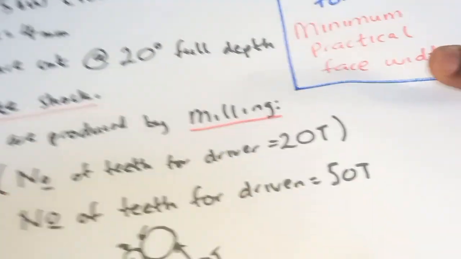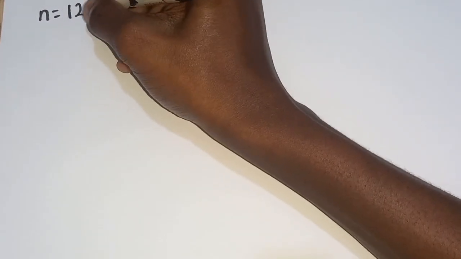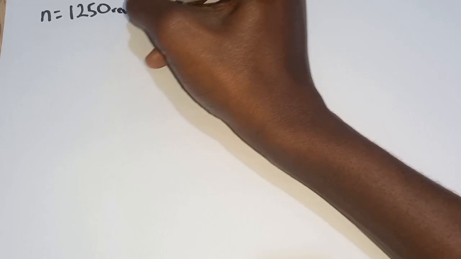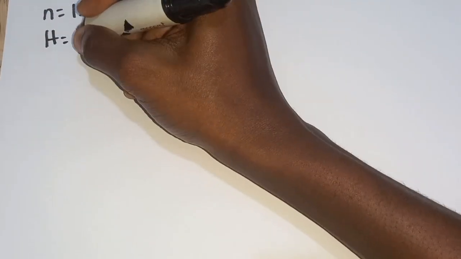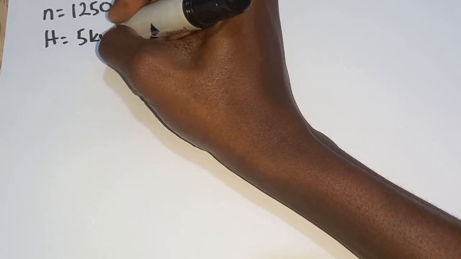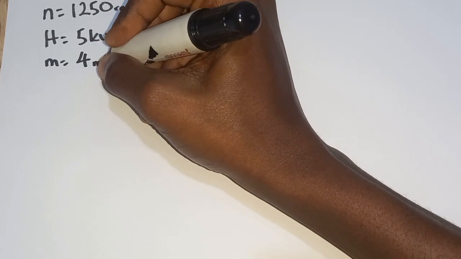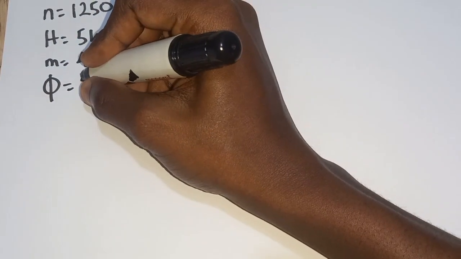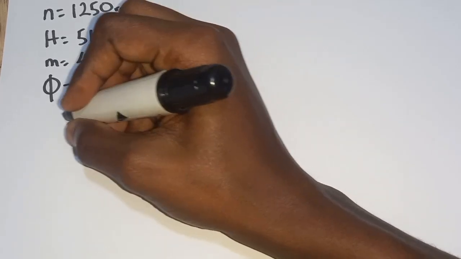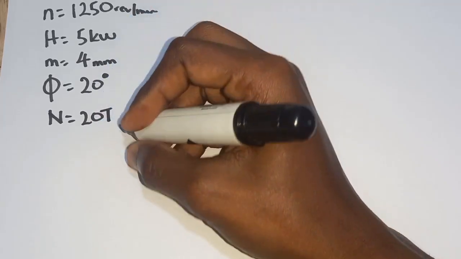We first list our parameters. So we know that the speed was given to be 1250 revolutions per minute. The power transmitted is 5 kilowatts. The module is 4 millimeters. Always know that the module is always measured in millimeters. The angle was given to be 20 degrees, with the driver having the number of teeth to be 20 teeth.